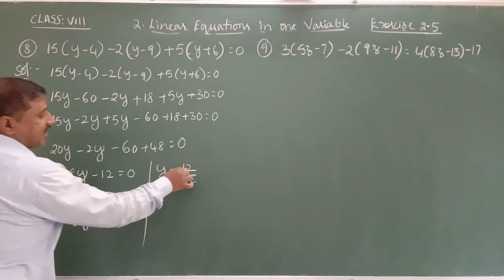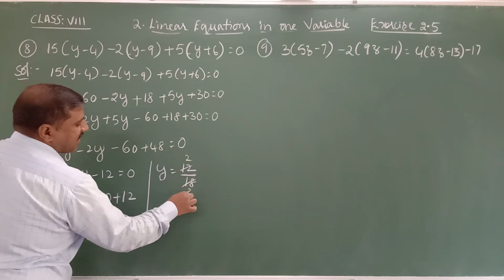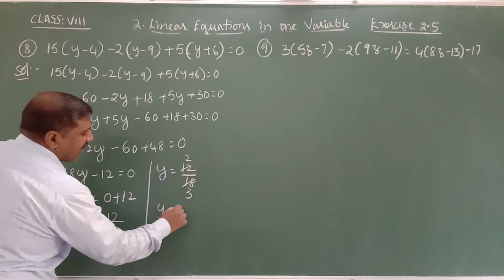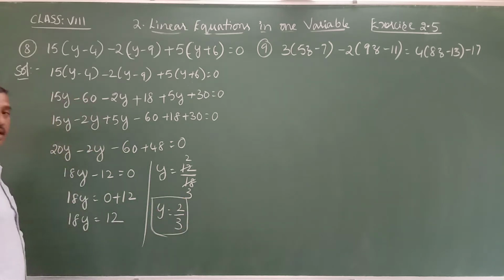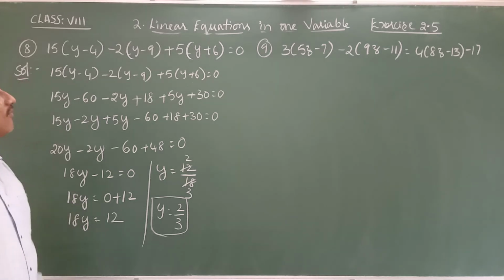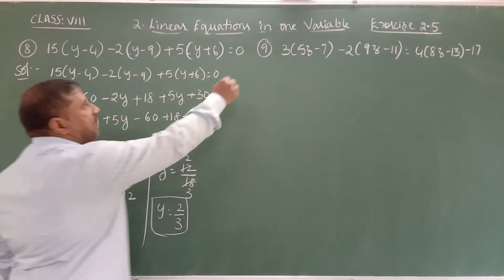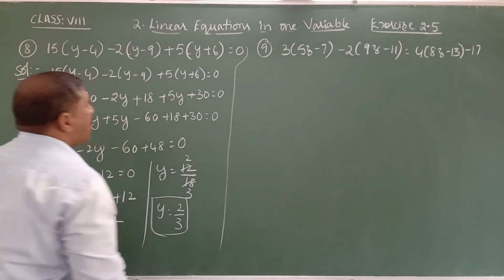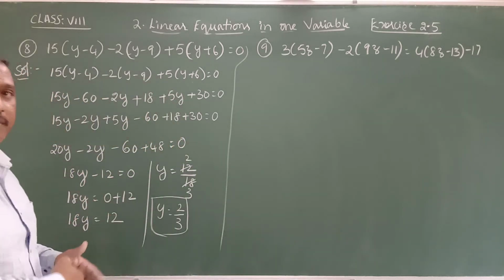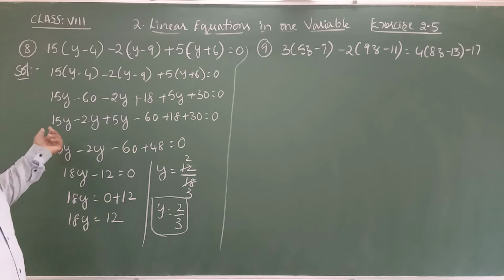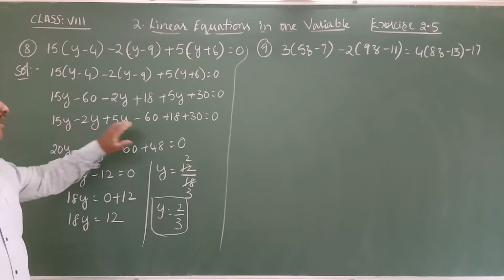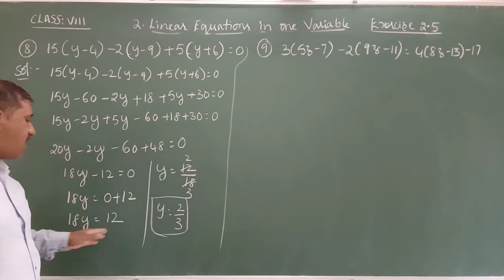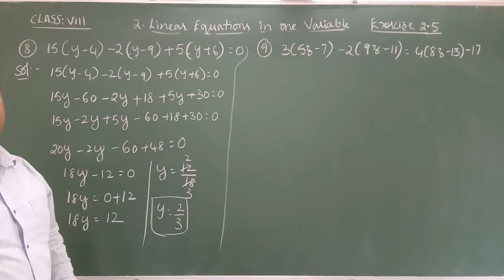Simplify this. 6 2s are 12, 6 3s are 18. Therefore, y is equal to what? 2 by 3. Now the solution of the equation is 2 by 3. So what we did, we have used the concept of algebraic expressions. We have multiplied each monomial with a binomial and we brought the like terms at one place, that is variables and the constants. Then we simplified, we got y is equal to 2 by 3.